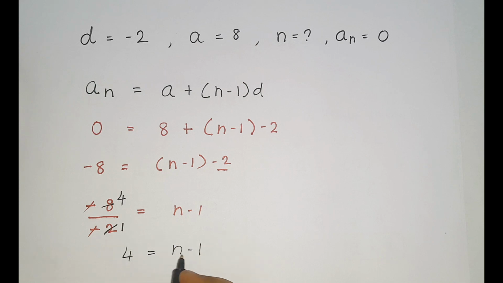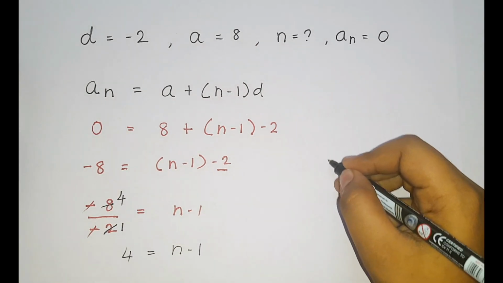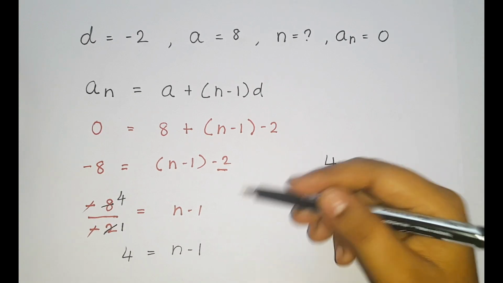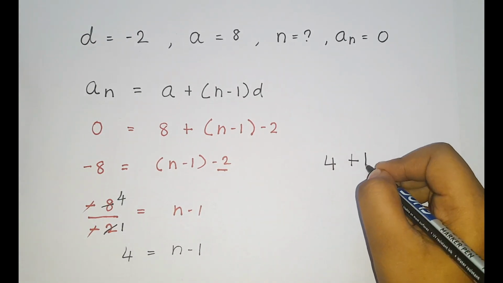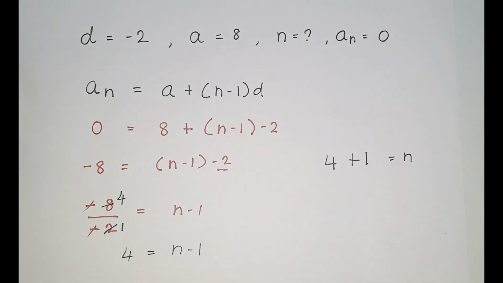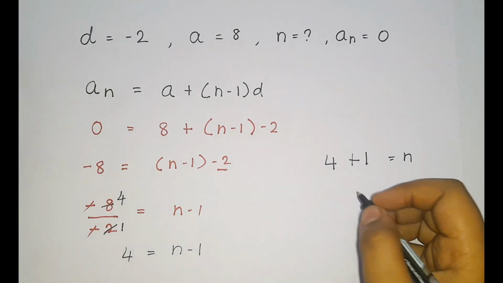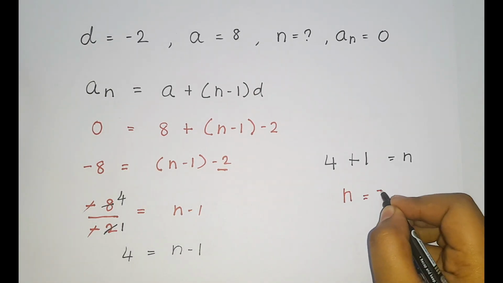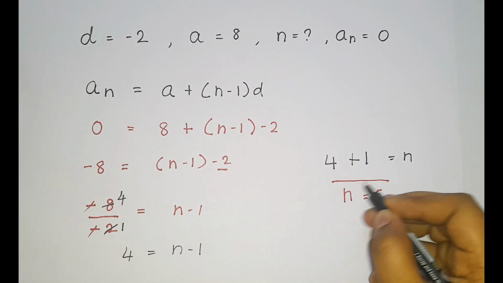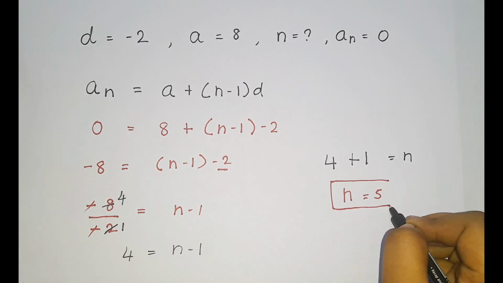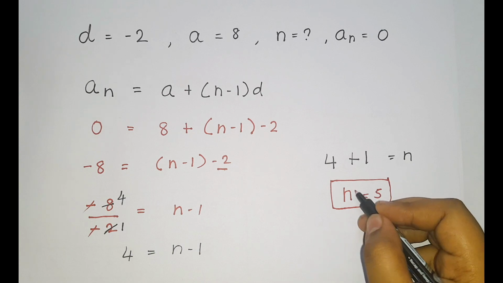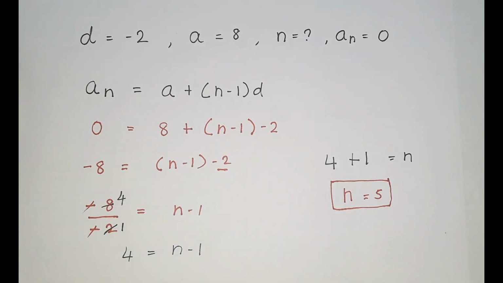I can get this minus 1 to this side, so let us do that. So 4, when I get that minus 1 to this side, it changes into plus 1 is equal to n. So 4 plus 1 is 5, so n is equal to 5. What is the meaning of n? N means nth term. Since n means, of course you guys know, nth term, now we know the n value.